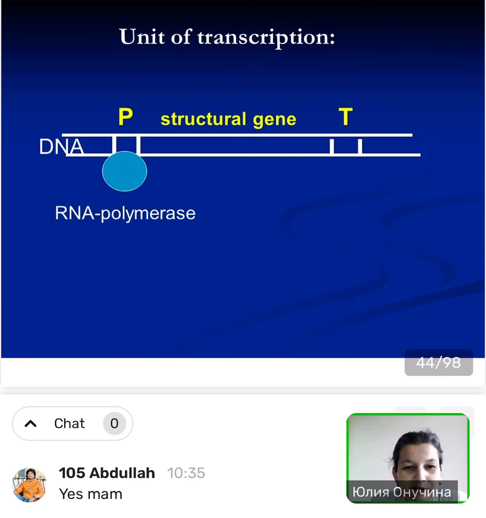So again, because even Russian students in the second course cannot tell me what are the main structures of a gene. Again, they are promoter, terminator, and structural gene. The promoter we need for connection with RNA polymerase for beginning transcription.